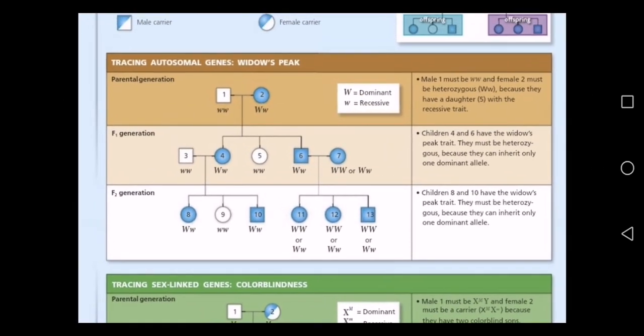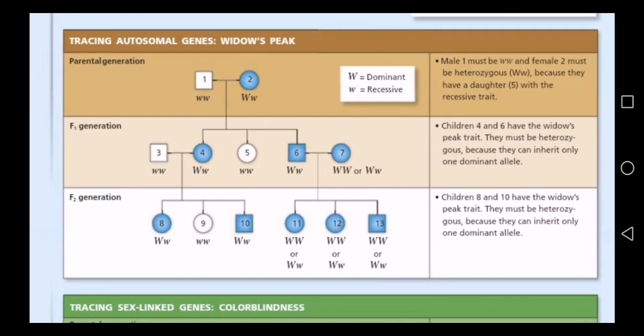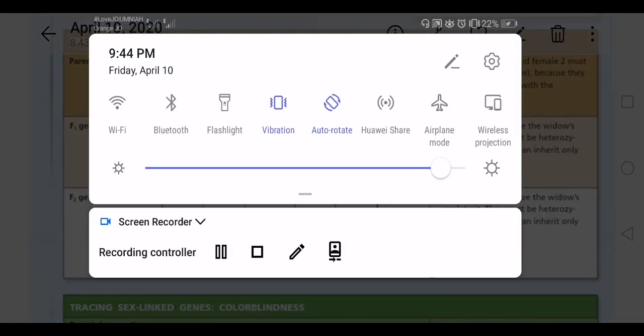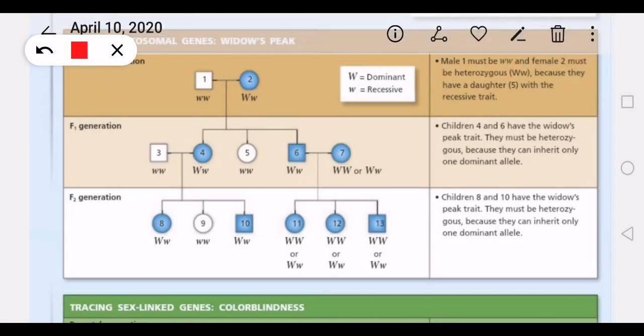Okay, and we'll see in this family who has a widow's peak and who doesn't. In the parent generation, there was a woman who got married to this man. The woman has the widow's peak, a V shape at the front of her head, the way her hair grows at the front is a V shape. And this man does not have the widow's peak. His hairline is straight.